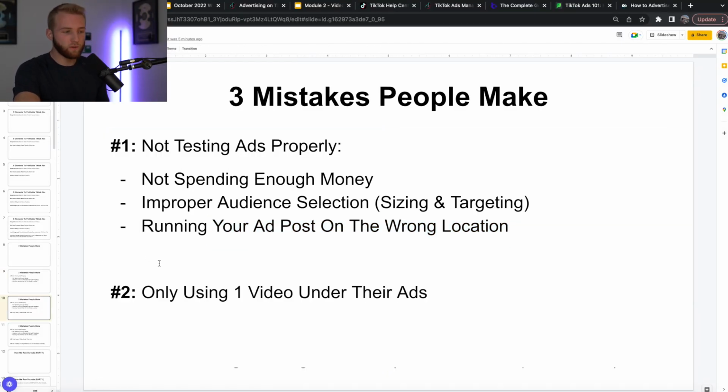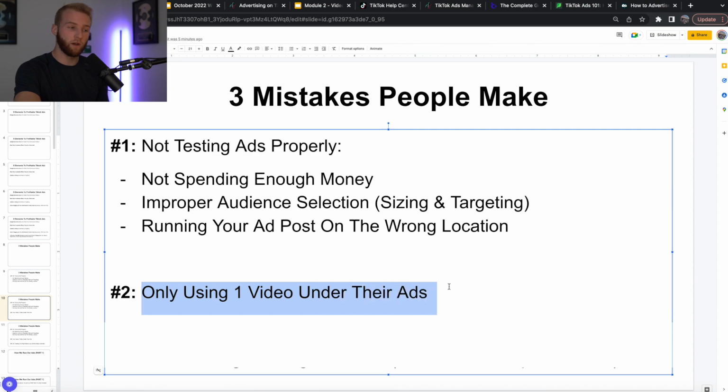Number 2, a huge mistake, only using one video underneath your ad. Ladies and gentlemen, TikTok is not Facebook. You can't treat it like that. On Facebook, you can have one video under there and it could do just fine. On TikTok, you're going to get penalized for that. You want to have at least 2 or 3 ads at a minimum underneath every ad group for the budget to be spread out between.